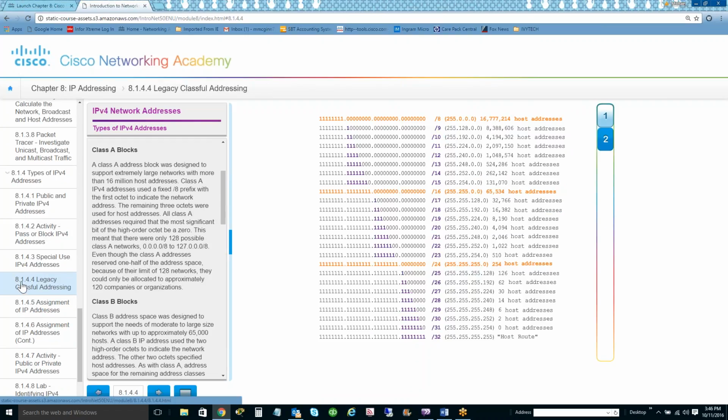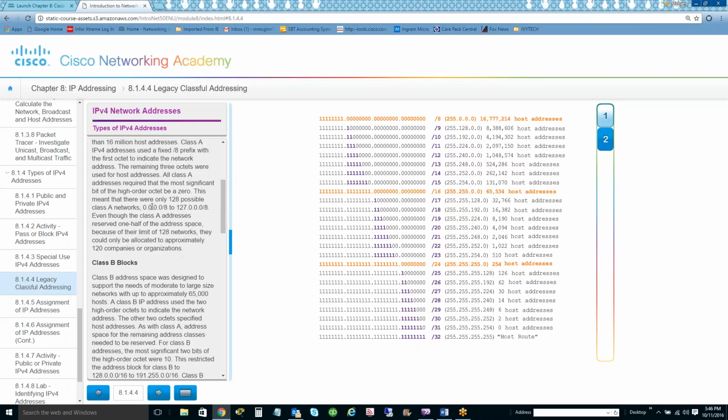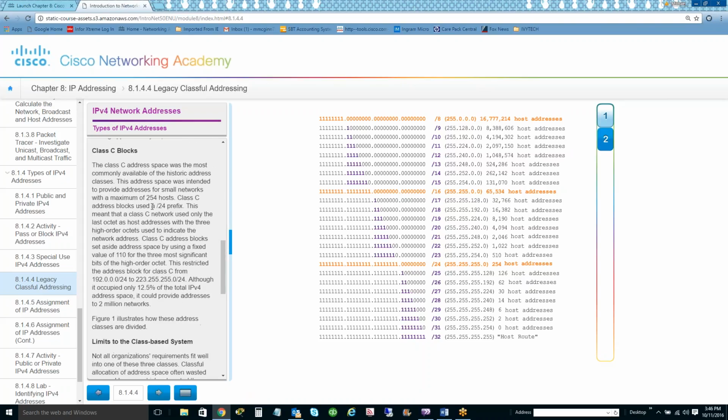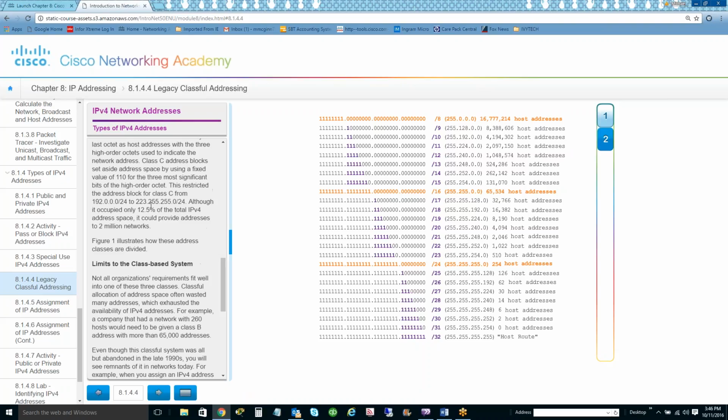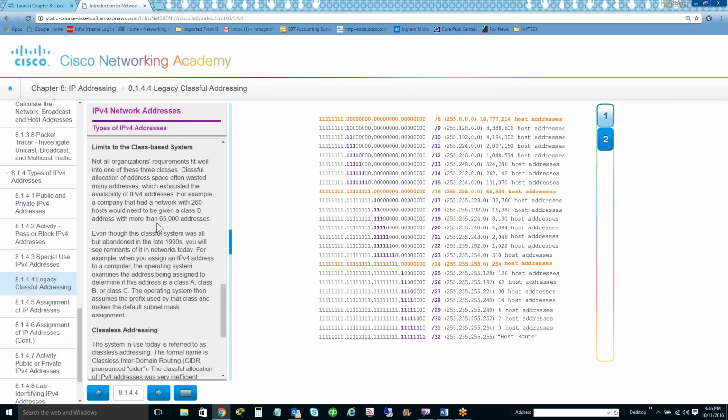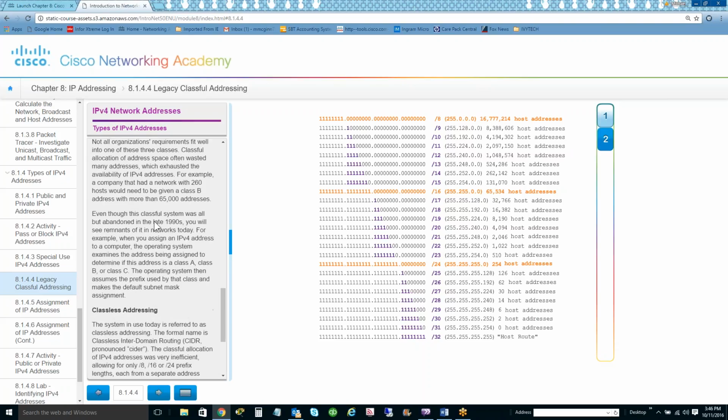In 8.1.4.4, they get into the legacy classful addresses, and this is where they explain the Class A, the Class B, and the Class C blocks of addresses and why they were created, because there was once upon a time where there was no subnet masks, and that's how those actually came into being.